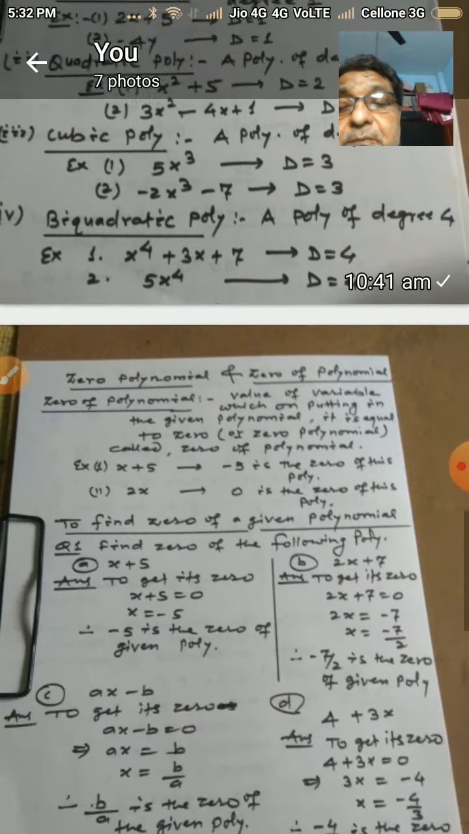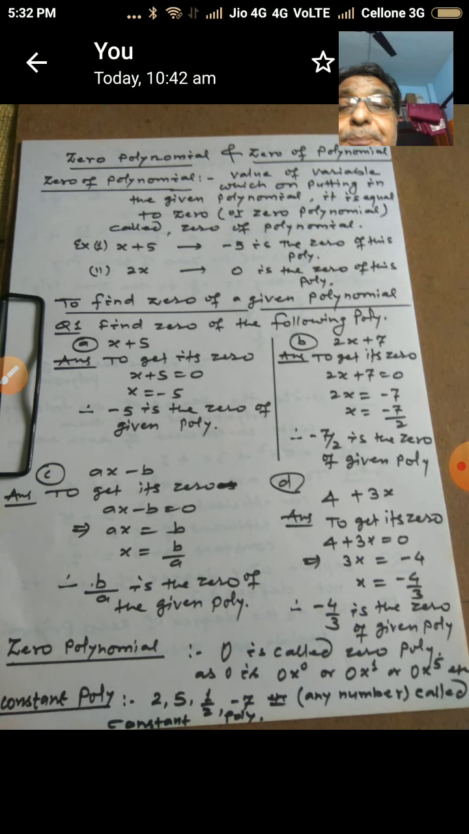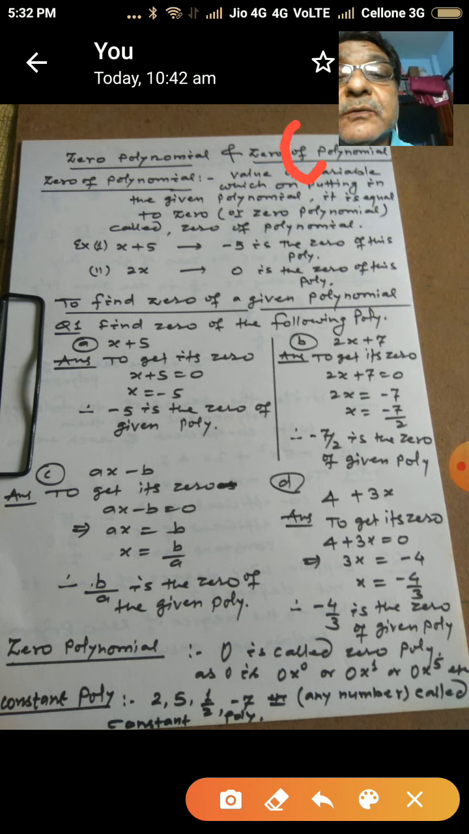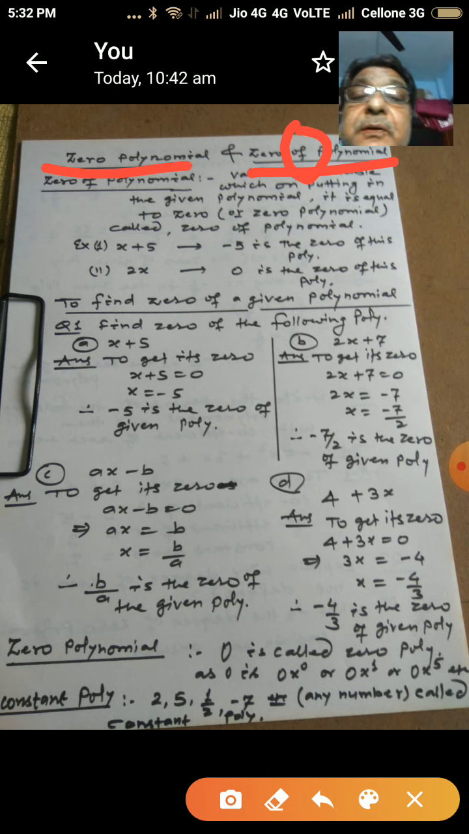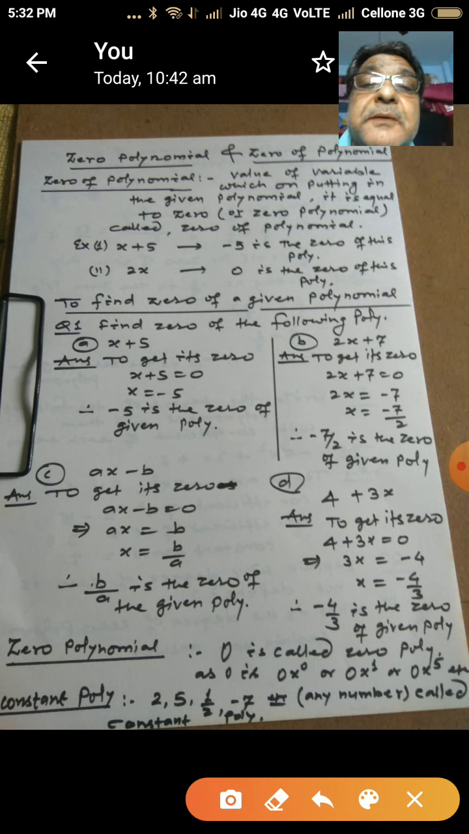Now we will see some more terms. Here it is zero polynomial and zero of a polynomial. So see minutely, students, that there is a difference of one word, of. One is zero polynomial, another is zero of a polynomial, and both are different things. Zero polynomial: actually the number 0 is considered as a polynomial, which is called the zero polynomial. It is very simple. Example is 0.